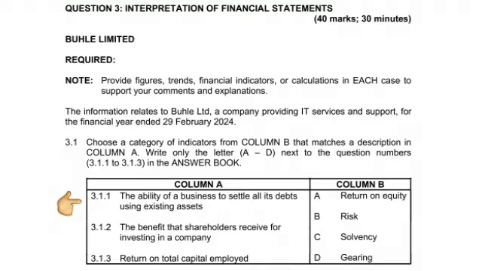3.1.1 says the ability of a business to settle all its debts. Which area of interpretation is this? It is solvency. Solvency is C. So like we have gone through in our areas of interpretation, the way they are, they will not change. Dealing with all that is solvency.